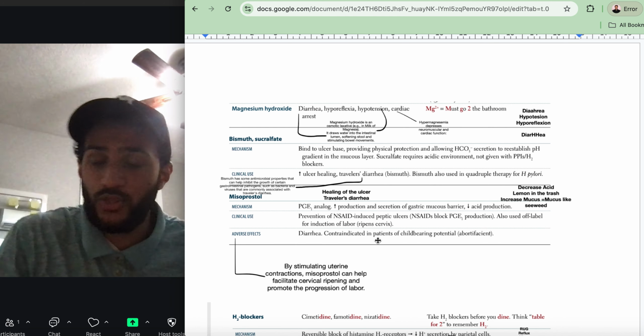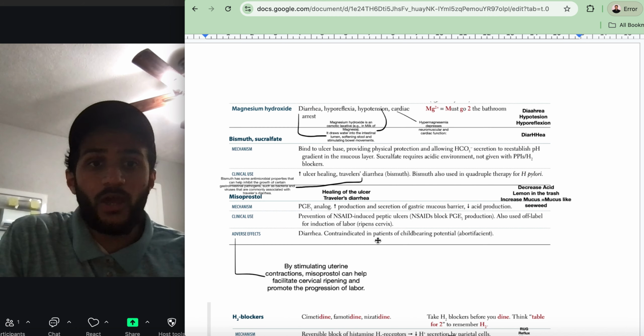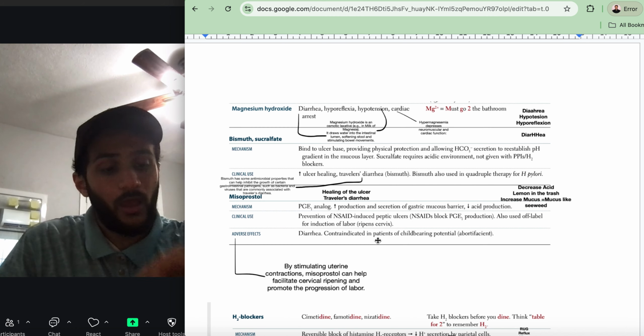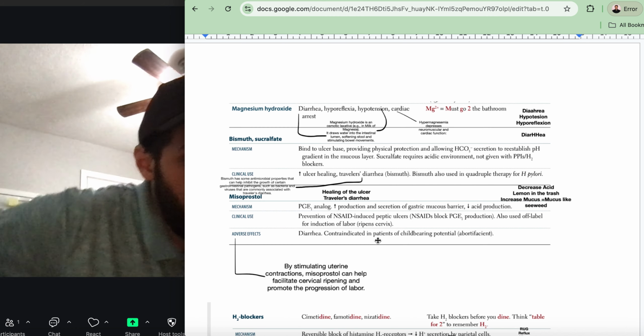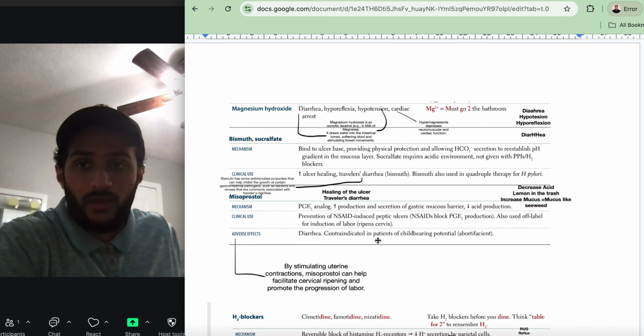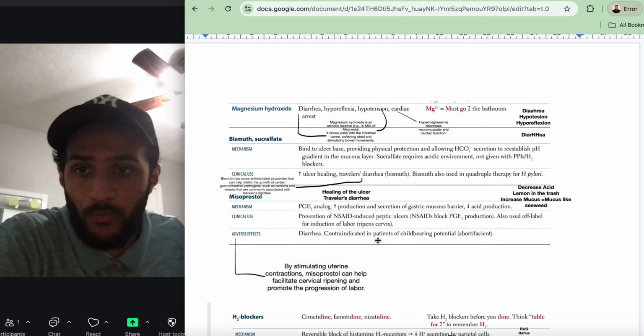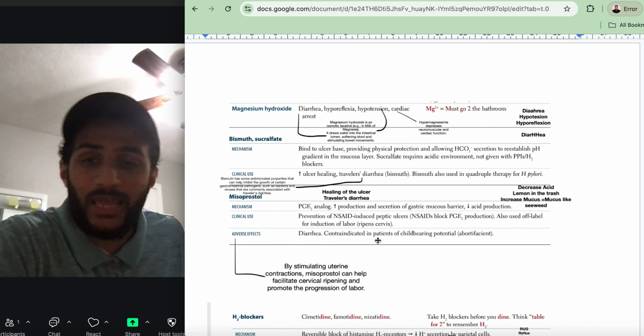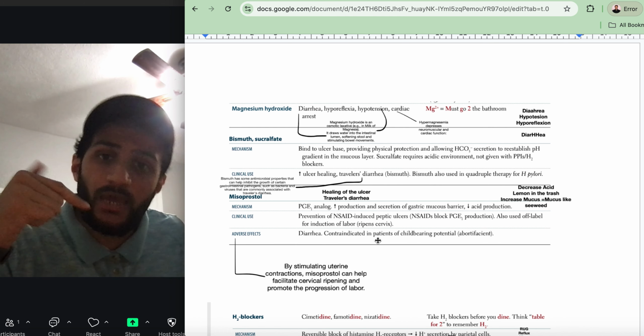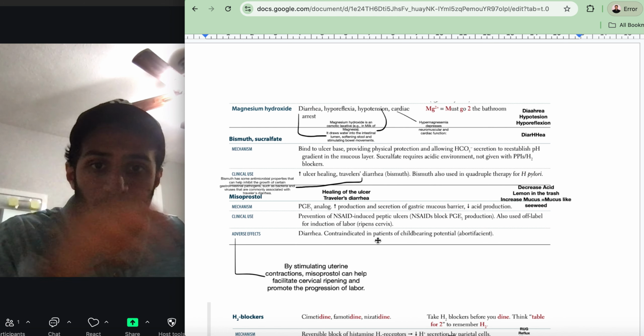Bismuth is also used in the quadruple therapy of H. pylori. Misoprostol's mechanism is that it is a prostaglandin E1 analog. You can imagine NSAIDs decrease prostaglandins, while misoprostol increases prostaglandins, so we use that.